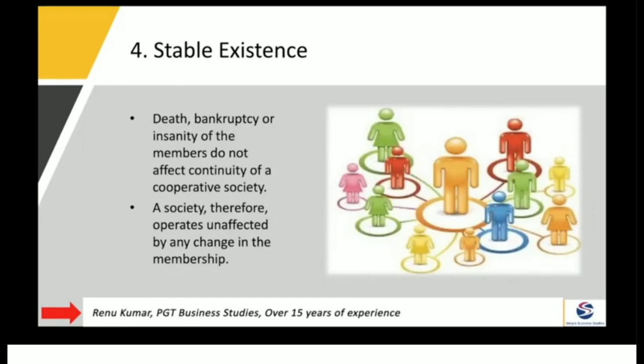Next is stable existence. Death, bankruptcy or insanity of the members does not affect the continuity of a cooperative society. A society therefore operates unaffected by any change in the membership. This also I have told you, that in case of death, or if any of the members leave this society and withdraw from being a member, then the society will run as it is. Its functions will remain unaffected.